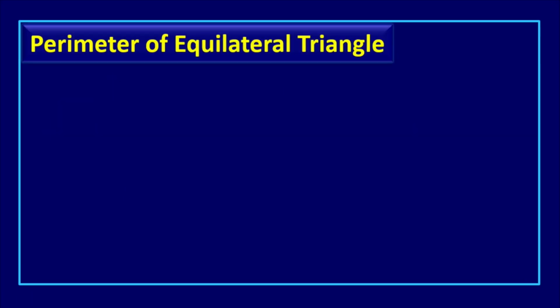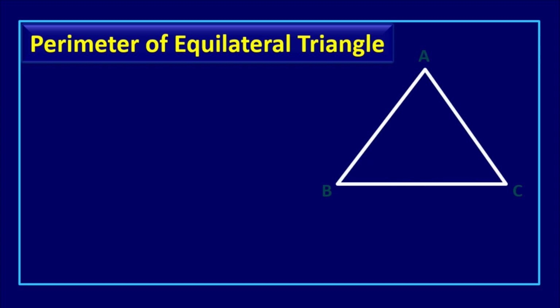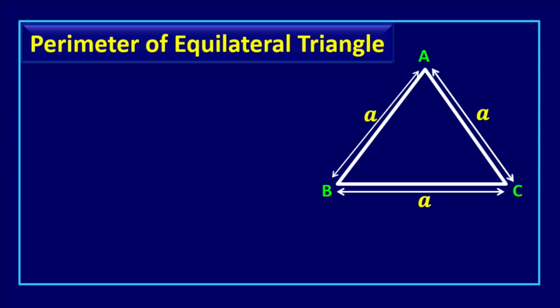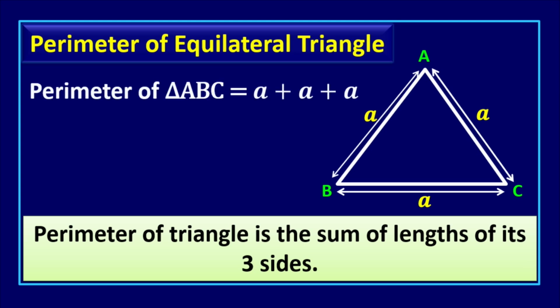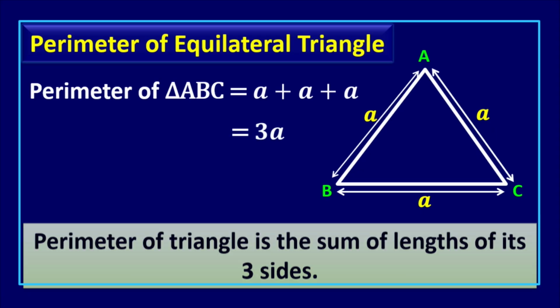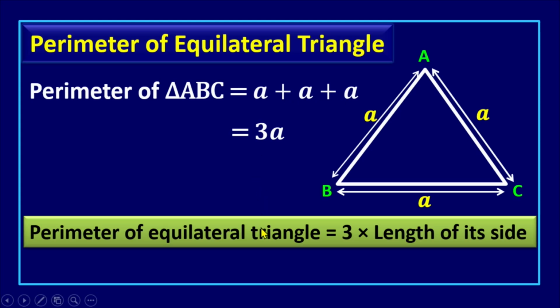So, now let us find out the perimeter of an equilateral triangle. Consider triangle ABC with side A. That means all the sides are equal, isn't it, children? Because it is equilateral. I am assuming the length of the side as A units. So, the perimeter of a triangle is the sum of the three sides. Here the perimeter of this triangle ABC, which is equilateral, is given by A plus A plus A. Adding all these three like terms, we get 3A. Hence, I can say that the perimeter of an equilateral triangle is 3 into, what is A, children? Length of its side, isn't it? So, I can write perimeter of an equilateral triangle is 3 into length of its side.